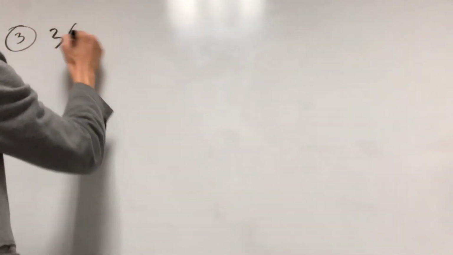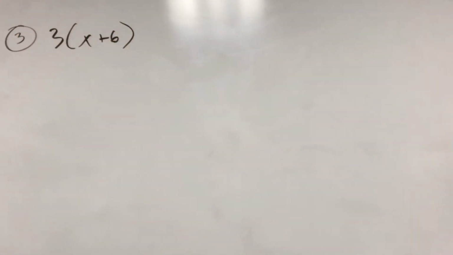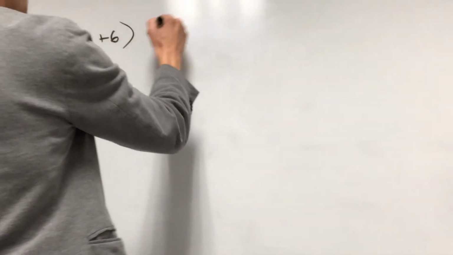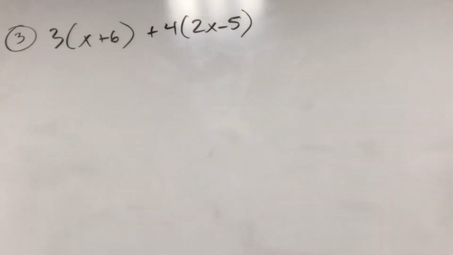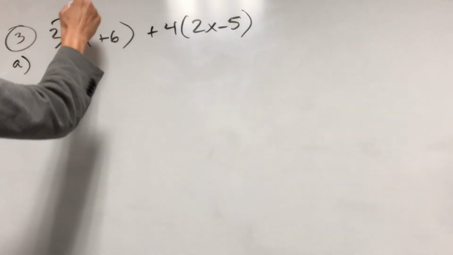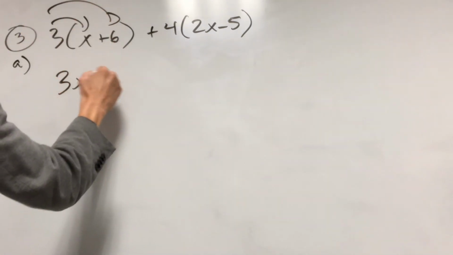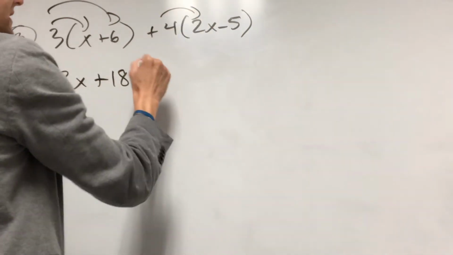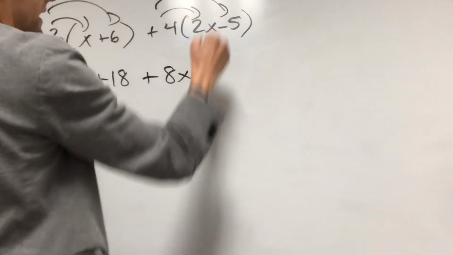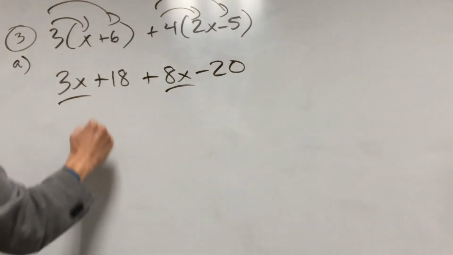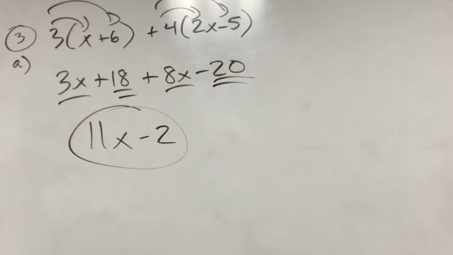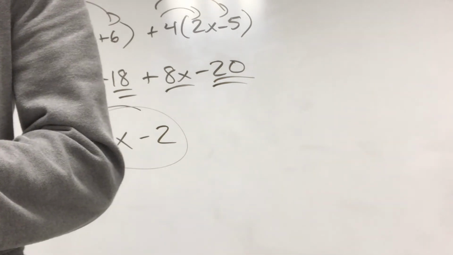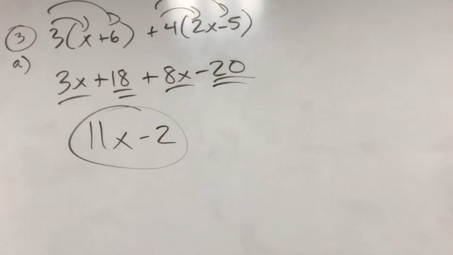All right, so we have 3 times x plus 6, piece of cake, plus 4 times 2x minus 5, for 3a. Distribution: 3x plus 18 plus 8x minus 20. Combine those like terms: 11x minus 2. 11x minus 2. All right, and then 3b.